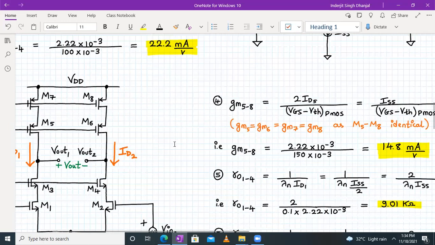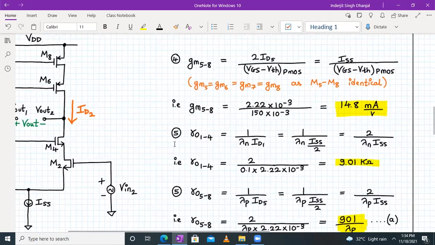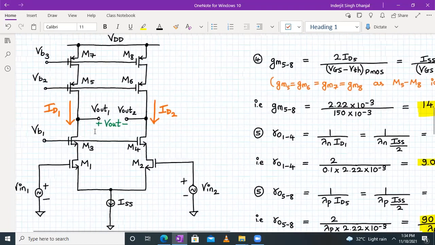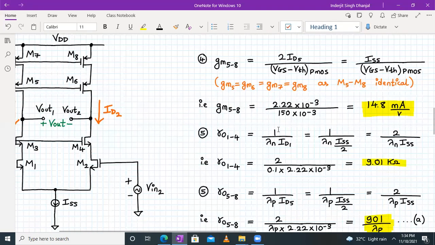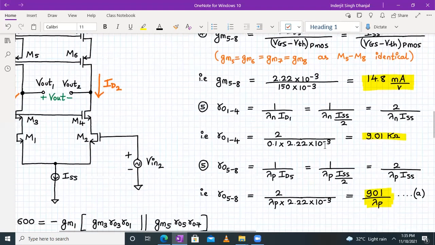So you can pause the video and check out the calculations on your own. Very, very important. Similarly, RO1 to 4, because all the NMOS transistors are identical. So RO is equal to 1 upon lambda n into ID1, and ID1 is ISS by 2. So it will be twice divided by lambda n ISS. Lambda n value is given as 0.1, ISS is 2.22 milli. So RO1 to 4 will be 9.01 kilo ohms. So we have found out the value of RO1 to 4.